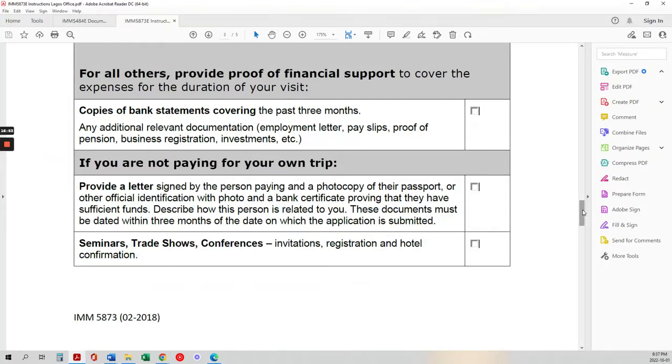I don't encourage it at all because the repercussions of those decisions can be very, very devastating. That's for sure. Now, other ways that you can prove your financial stability or support is an employment letter. Get your employer to write you a letter, pay slips, proof of pension, business registration, investments, your landed property, anything that shows that you have some sort of way to access money if you need.